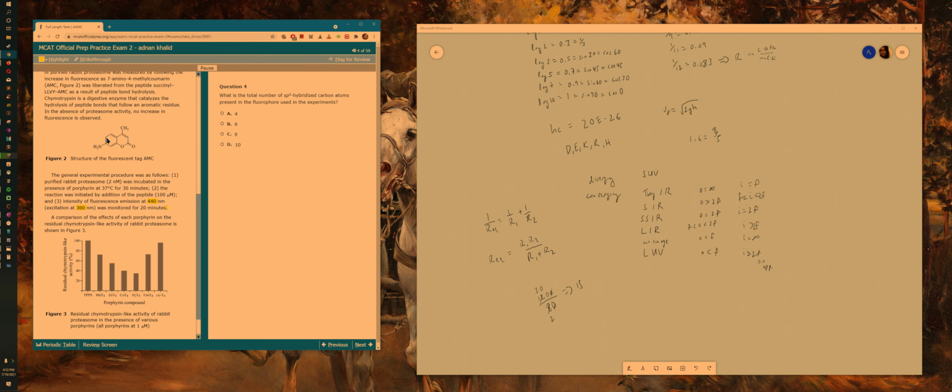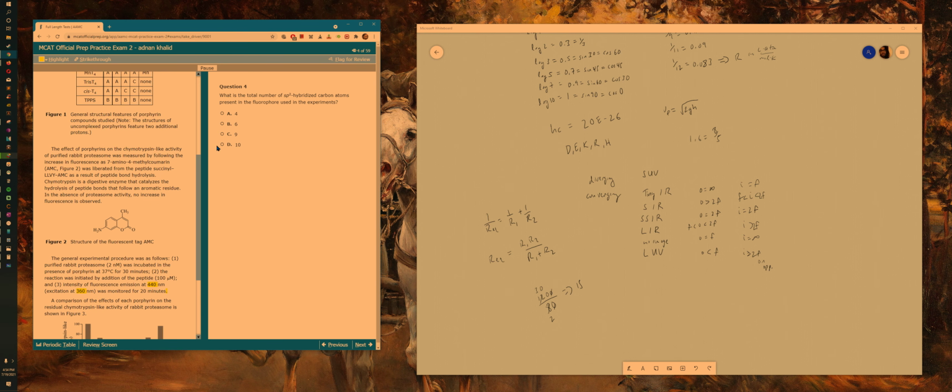I can just look at the literal thing over here and count the double bonds. 1, 2, 3, 4, 5. So, oh, that isn't a choice. So, the fluorophore used in the experiments. I mean, it should be that. 1, 2, 3, 4, 5. Then we have 4 and 6 here.